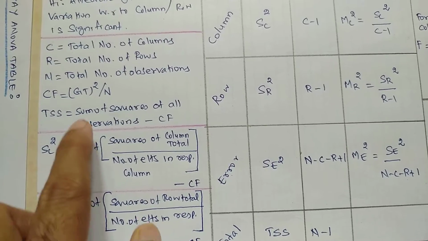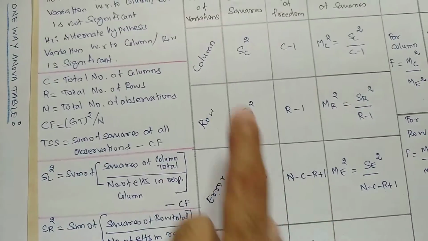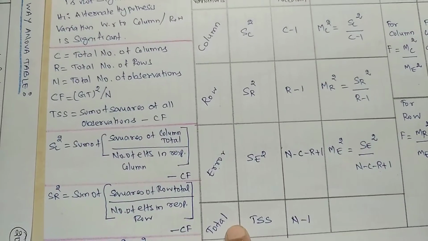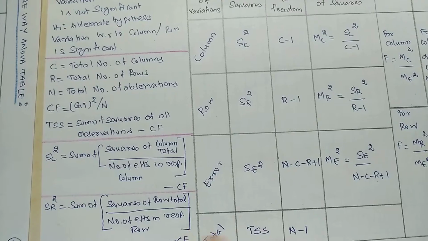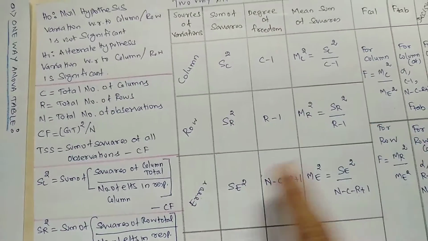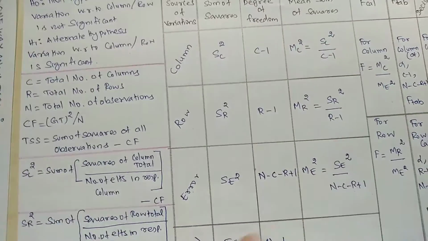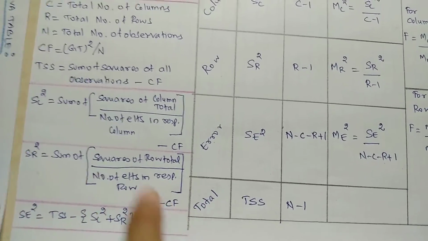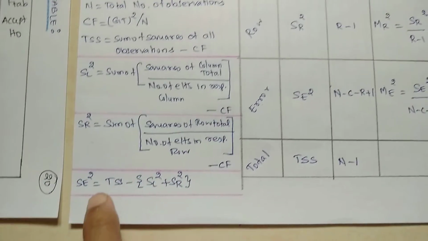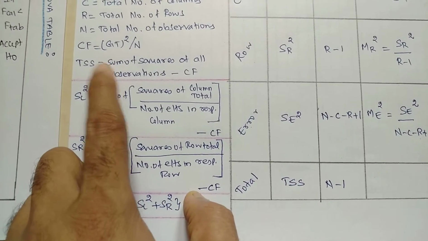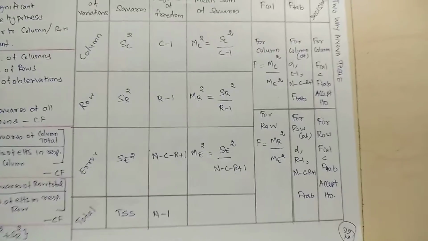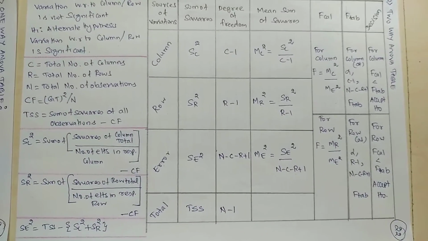SC square means column. So first column, second column, third column, you need to find the total of first column, the total of second column, third column. Total will be that square divided by how many observations, like that we need to do, minus correction factor. For SR square, you need to find the row total, square that, divided by the number of elements in that row, minus correction factor. Need to find SE square. Already we got TSS. So TSS minus SC square minus SR square, that will give you SE square. You need to compute this table. We'll see a problem based on this.